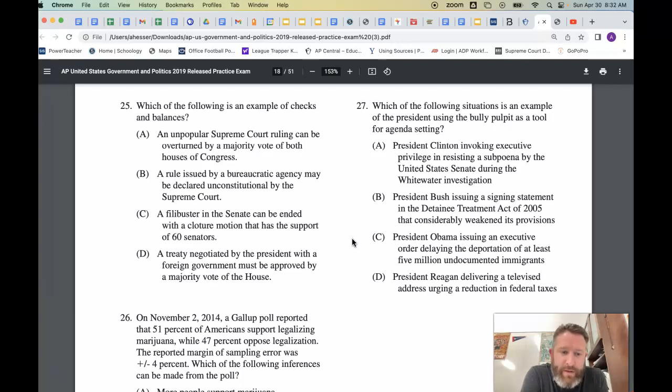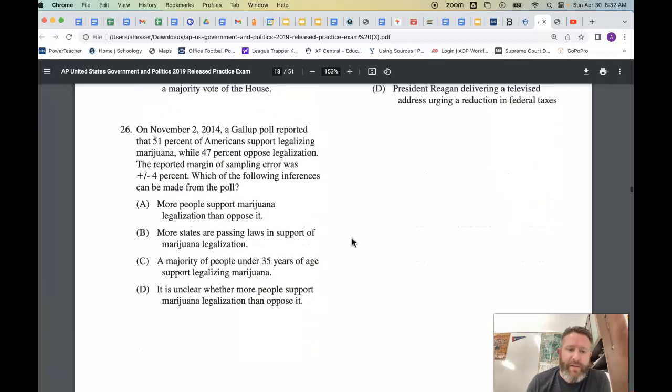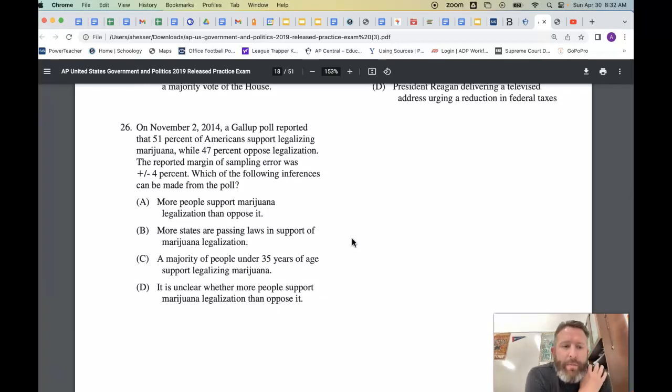So you just got to be careful with the language. B. 26. On November 2nd, 2014, a Gallup poll reported that 51% of Americans support legalizing marijuana, while 47% oppose legalization. The reported margin of sampling error was plus or minus 4%. Which of the following inferences can be made from the poll?